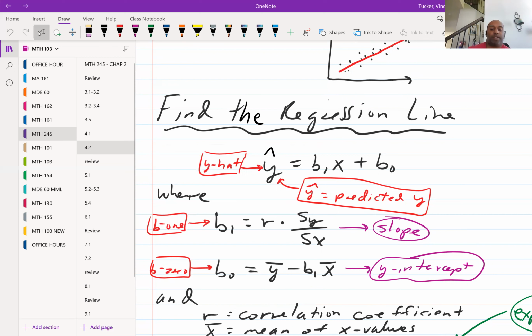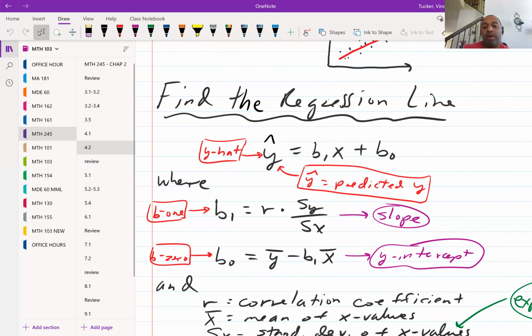So then you have b1 is r, which is your correlation coefficient, times s sub y over s sub x. And you'll see what those represent in a second. Also, that's going to be your slope. So if MATLAB asks you, whatever b1, the value that's sitting in front of x will be your slope. And then b0, so y bar minus b1 times x bar. That's your y-intercept.